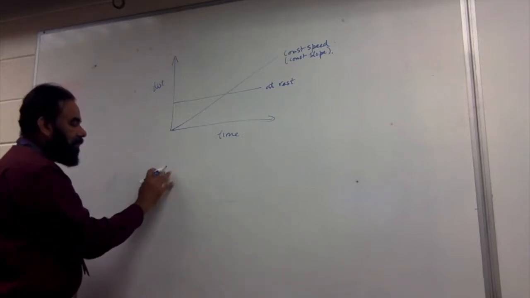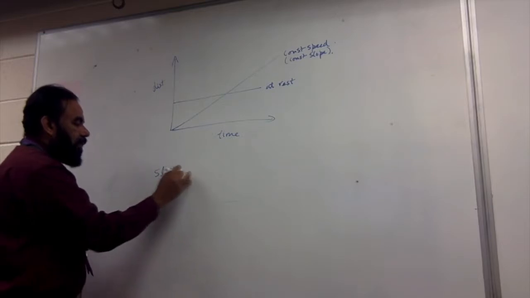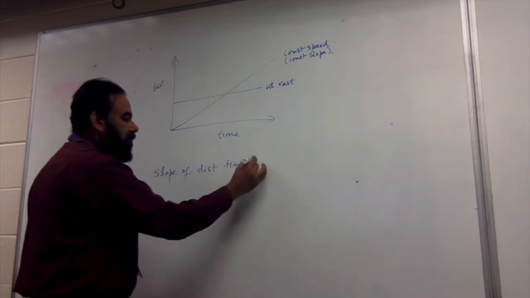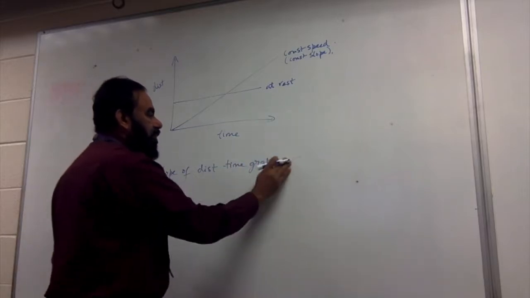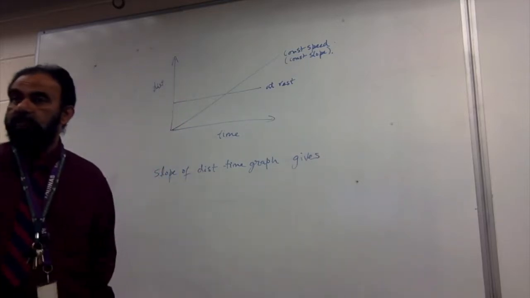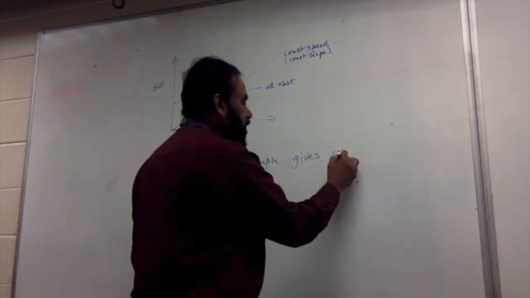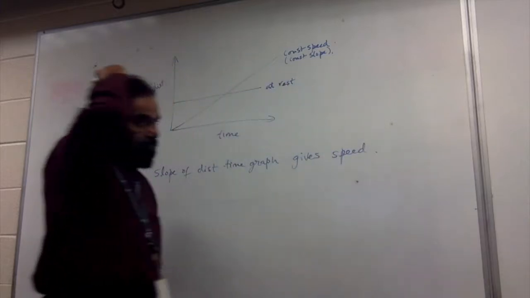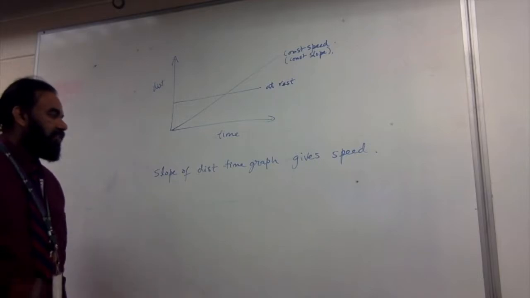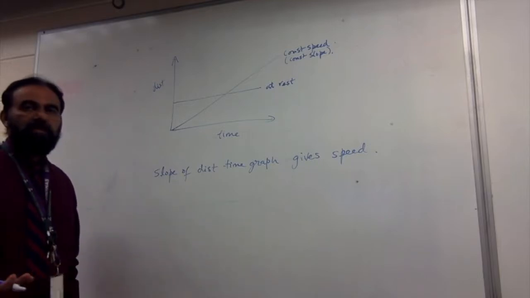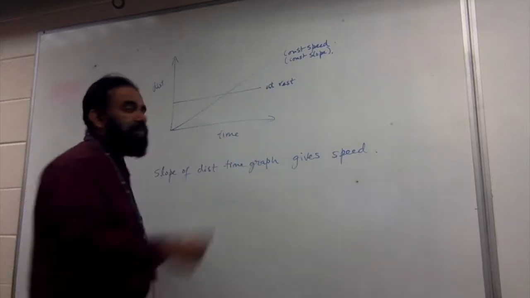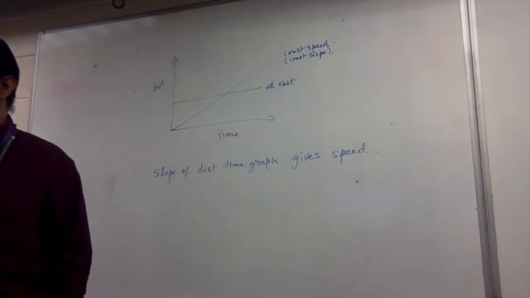Slope of distance time graph gives what? Speed. That's a very important conclusion that you're going to get from here. So slope of a distance time graph gives you speed. And the slope is the same everywhere. That's why we call it uniform speed or constant speed. Get it clear?